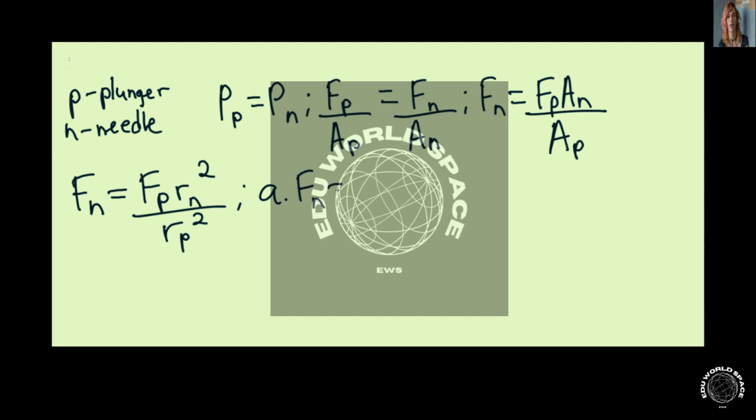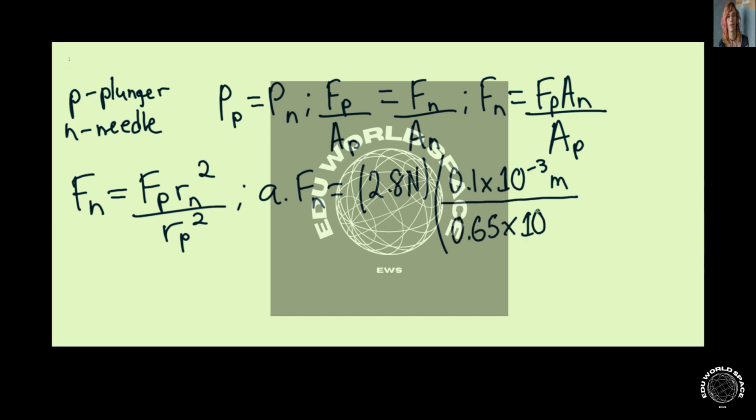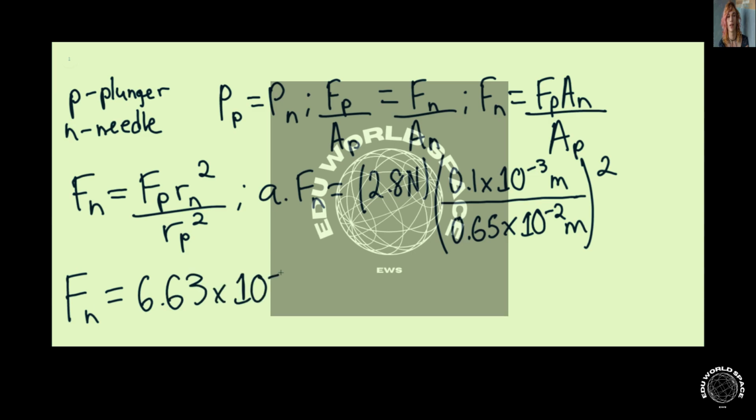So F sub n would simply be equal to 2.8 newtons times 0.1 times 10 to the negative third meters, divided by 0.65 times 10 to the negative second meters, and then this entire term will be squared. So we find that the force in the needle is going to be equal to 6.63 times 10 to the negative fourth newtons. So this would be our answer to part A.